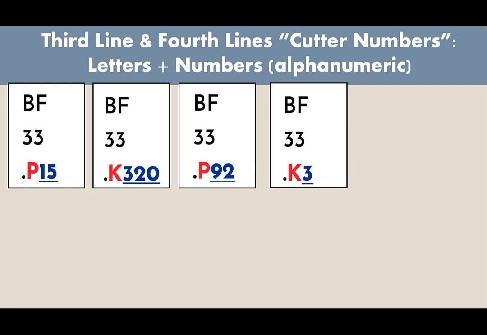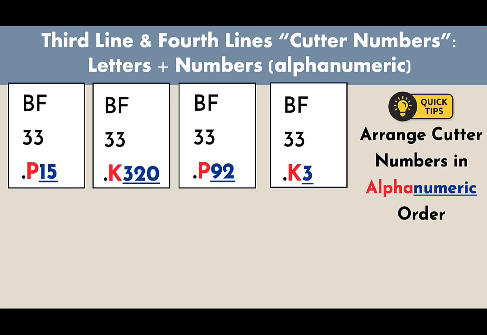The third line is called a cutter number. There can also be a fourth line if there are two cutter numbers instead of one. This cutter number is used to differentiate one work from another based on author or precise subject. For cutter numbers, usually there is a decimal point with an alphanumeric sequence, meaning there is a letter that comes first followed by a number. This number should be treated like a decimal. Here's a quick tip. Arrange cutter numbers in alphanumeric order, meaning alphabetically first and then numerical order.